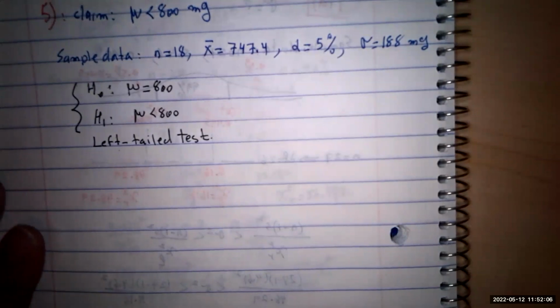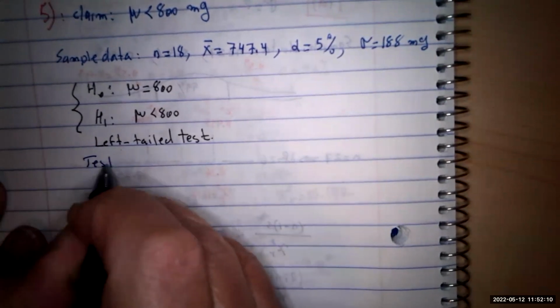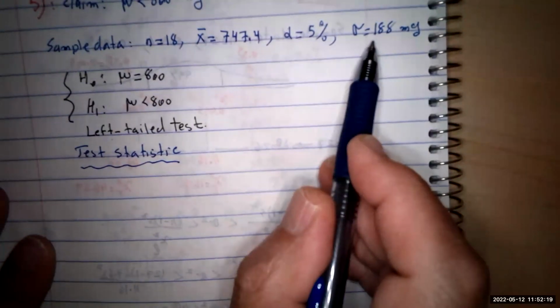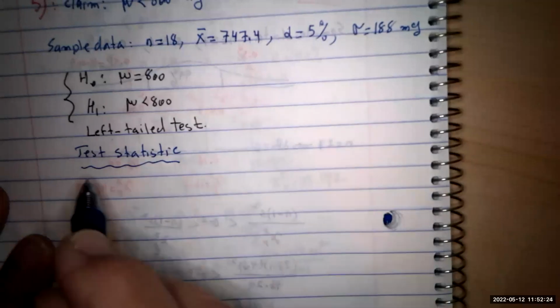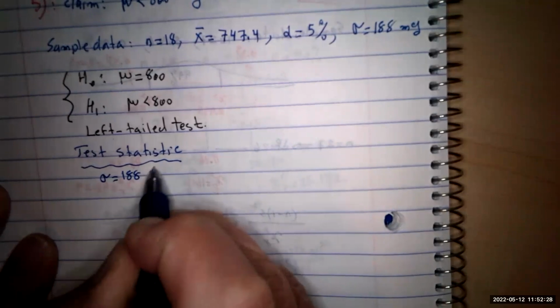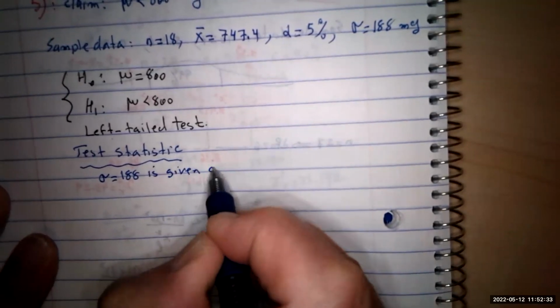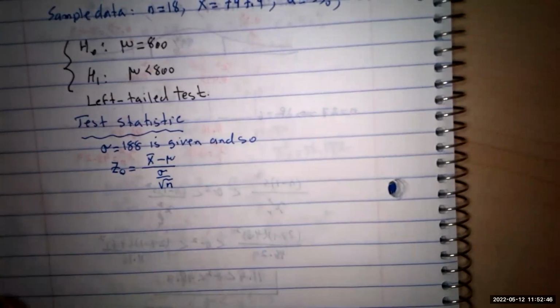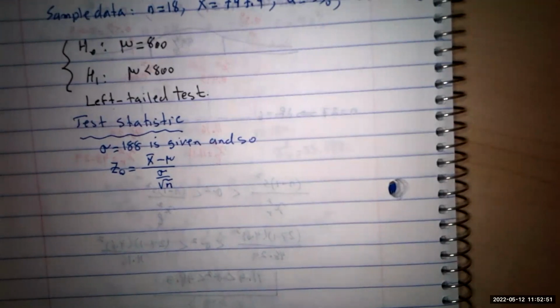Step 2, the test statistic. What is the test statistic? Check whether sigma is given or not. Yes, it's given. This is the way you identify it. Sigma equal to 188 is known, so the test to be used is z naught equal to x bar minus mu over sigma over radical n. If sigma is missing, you have to use the t-test. Just make sure to use the correct test. It is the left tail test because it's less than. When it's less, go to the left. When it's greater than, go to the right.